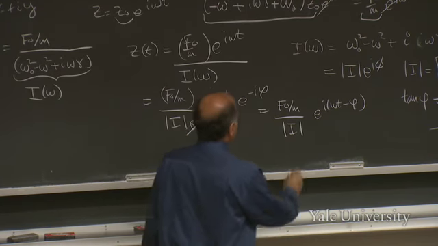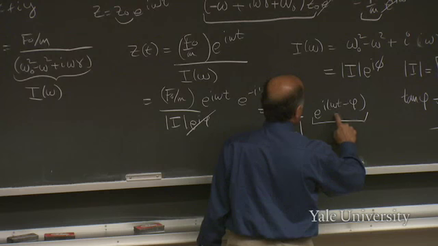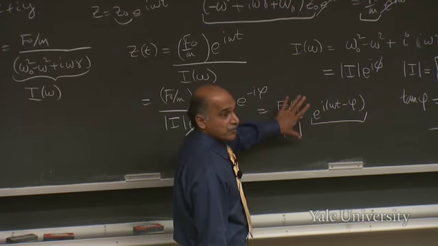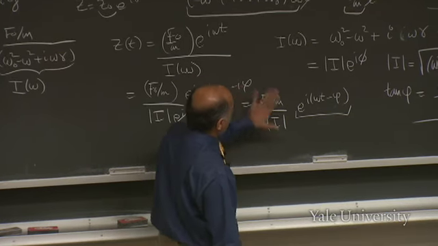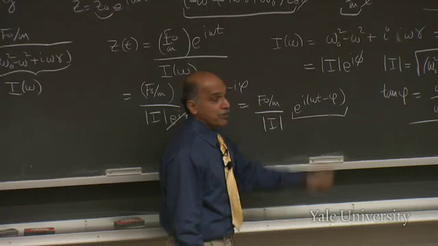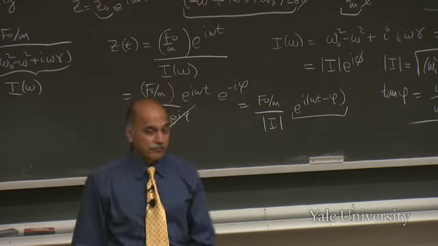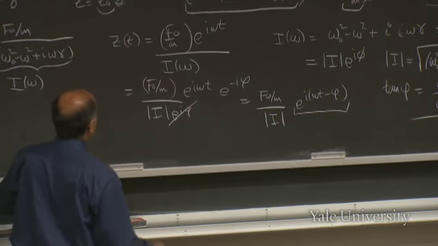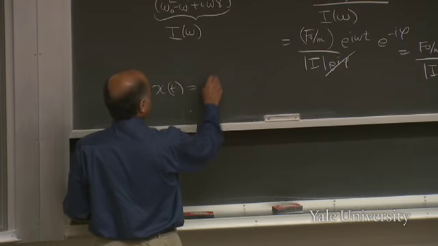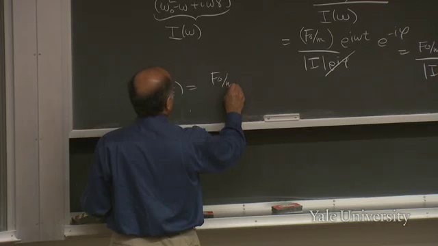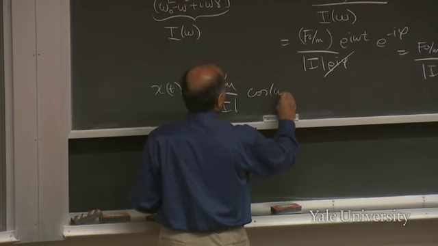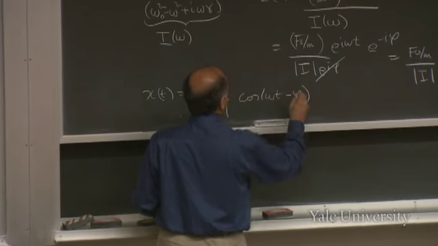Now it's easy to take the real part, because this is cos(ωt − φ) + i sin(ωt − φ). These are all real numbers, so they'll just multiply the whole thing. The real-to-imaginary separation now comes from just taking the cosine part of this exponential. And that is our final answer, the answer we've been looking for: x(t) = (F0/m) divided by the absolute value of I, times cos(ωt − φ).